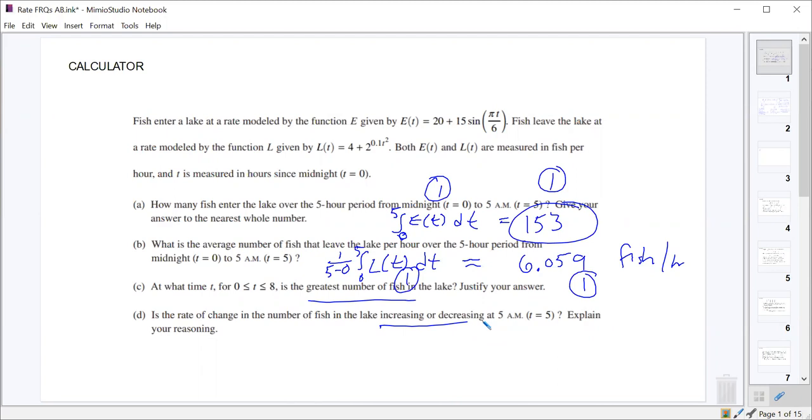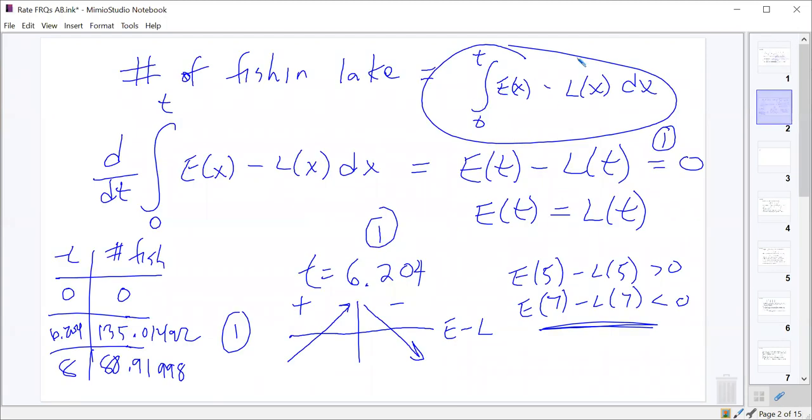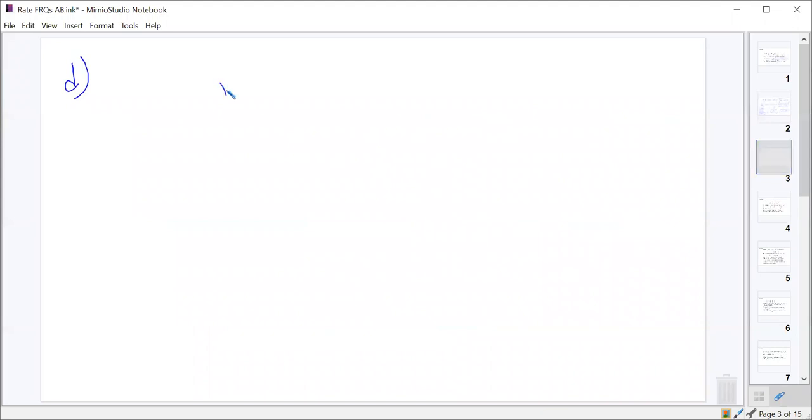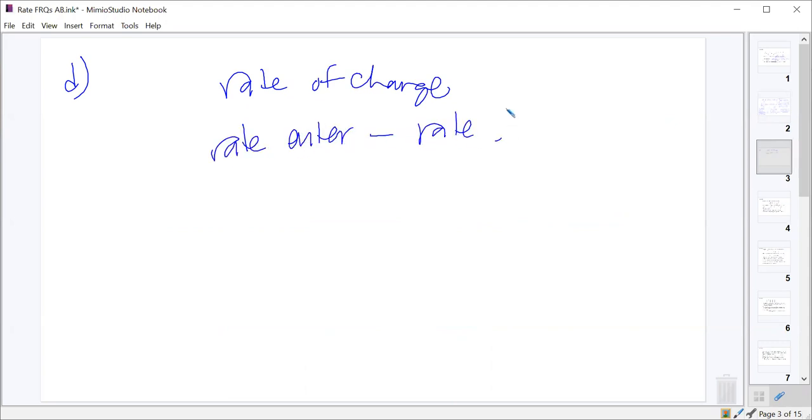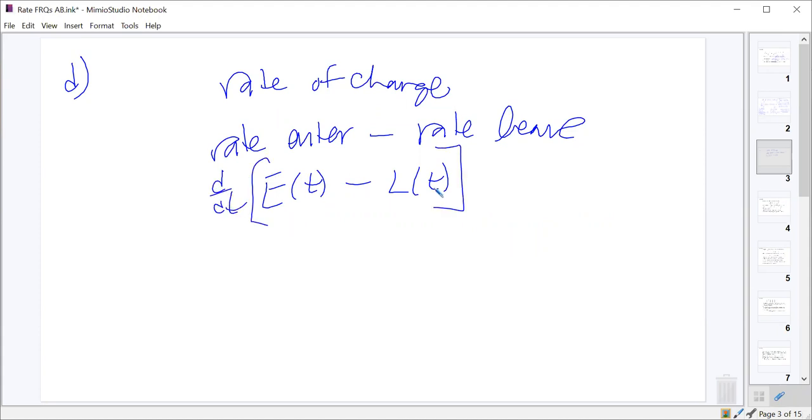The second derivative of what? You did the second derivative of this? Yeah, that's correct. The rate of change ought to be the rate they enter minus the rate that they leave, right? And so if we want to find out if this function is increasing or decreasing, we need to take its derivative, which is effectively the second derivative of the formula we wrote in part C. We want to know if that's what's going on at 5. So we just do E prime of 5 minus L prime of 5 and figure out what that value is.